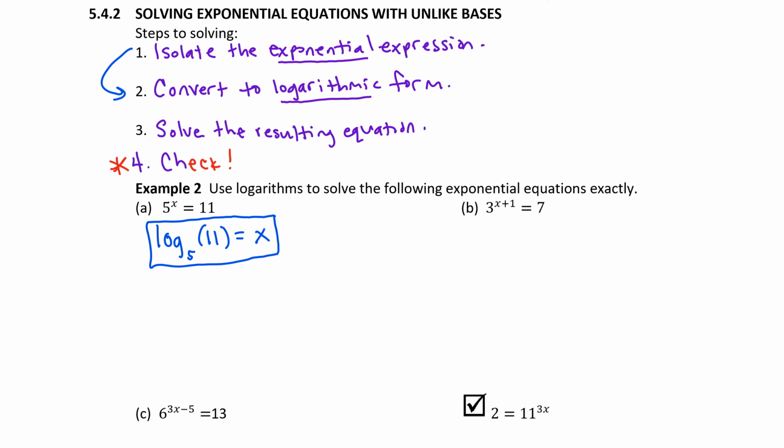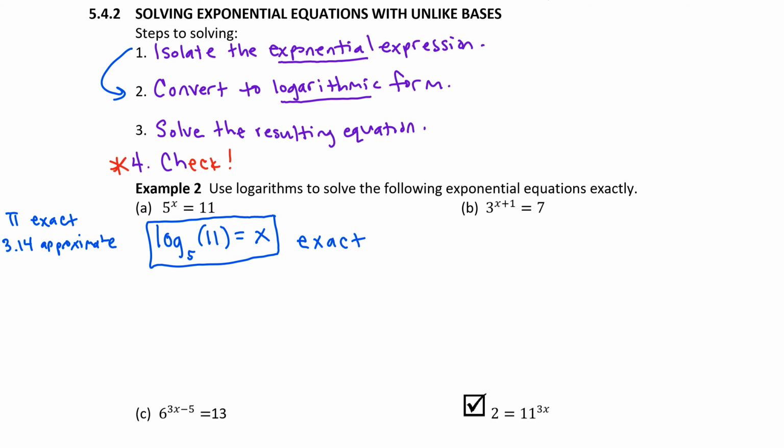Now that may not feel very satisfying to you because it's kind of a strange looking solution. What in the world does x equal log base 5 of 11 really mean? Well, what we're dealing with here is what's called the exact solution. So in the same way that pi is exact and 3.14 is approximate, we can approximate our solution to get a better idea of what actual value is represented there.